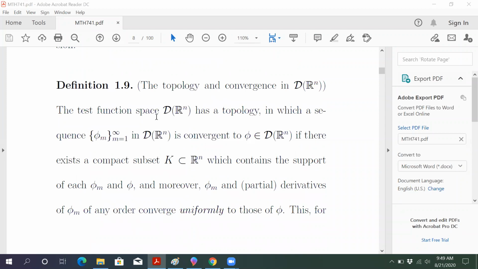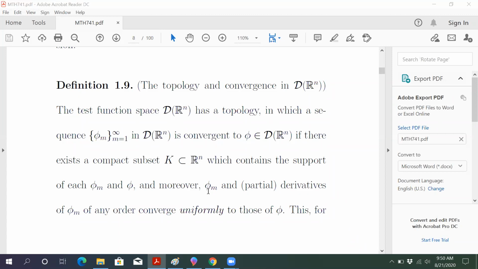Listen very carefully, okay? The test function space D(R^n) has a topology. So we want to see that in this topology, if we have a sequence of test functions, how is it convergent to an element of D(R^n)? Let's say phi_m is a sequence of test functions on R^n. It is convergent to an element phi of D(R^n), listen very carefully, if there exists a compact subset K of R^n which contains the support of each phi_m and phi. So we say that in the topology of D(R^n), a sequence phi_m is convergent to phi if there is a compact set K which contains the support of each phi_m and phi.